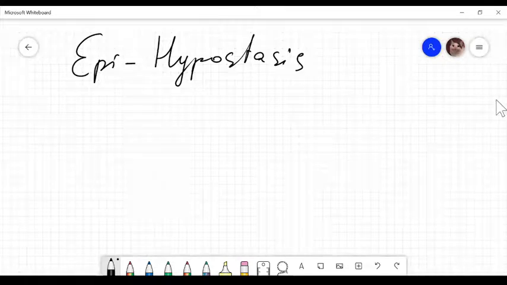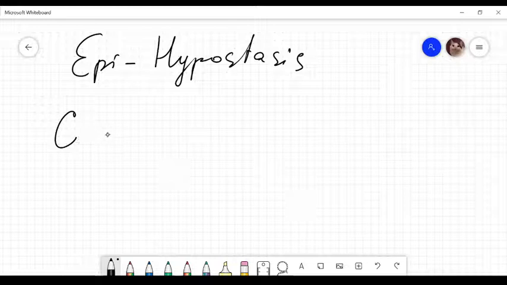Epistasis and hypostasis. A pair of genes at one locus may prevent the expression of a pair of genes at another locus. Such genes are called inhibition or epistatic genes. For example, in some fowls, the basic gene C produces color.